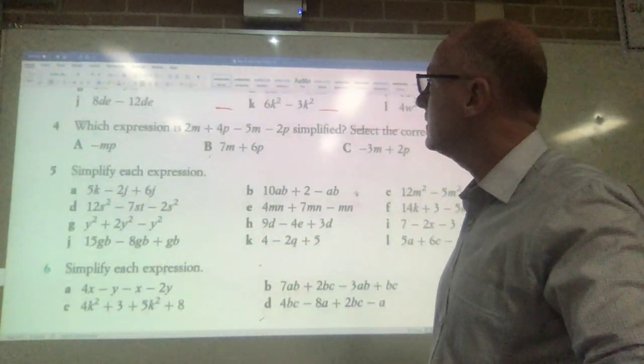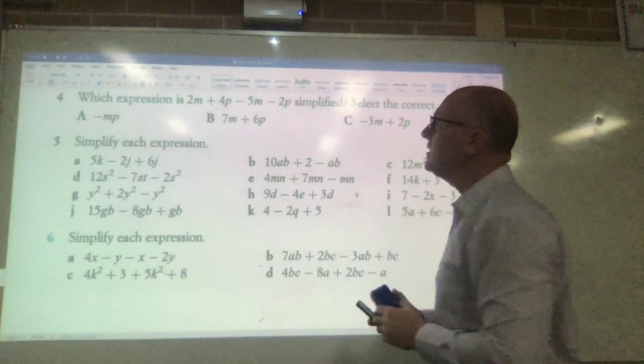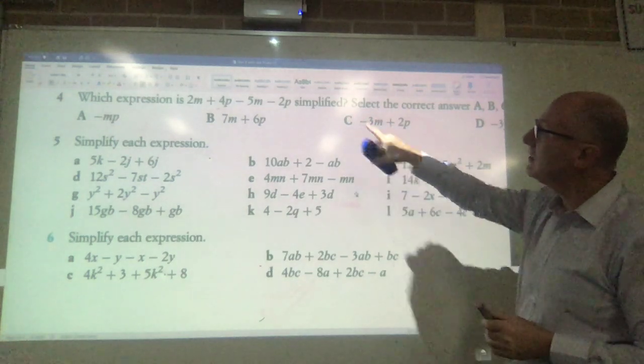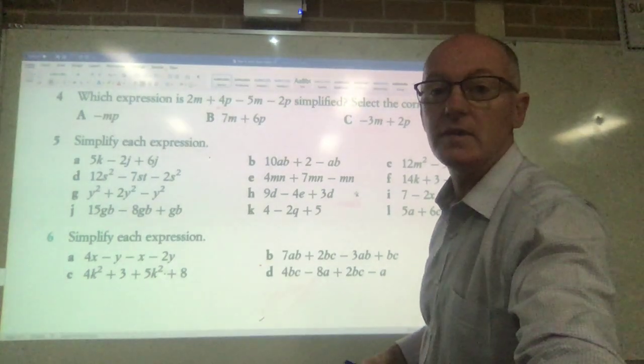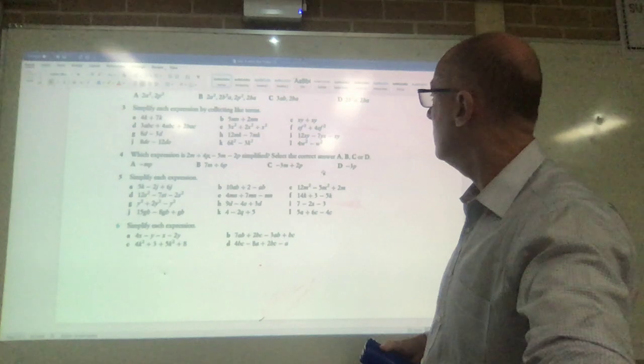Okay, so scrolling up, multiple choice question. Which expression is simplified? So one of these is the correct answer after you have simplified. I'll just make this a bit smaller so you can see. Yeah, a bit too small.